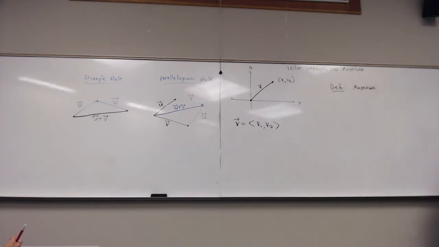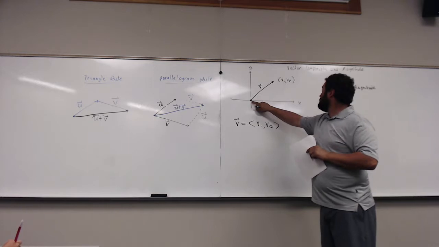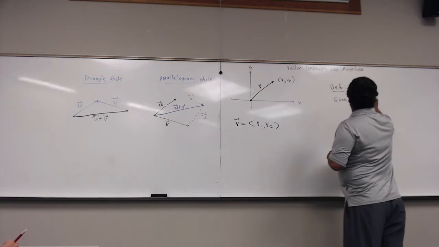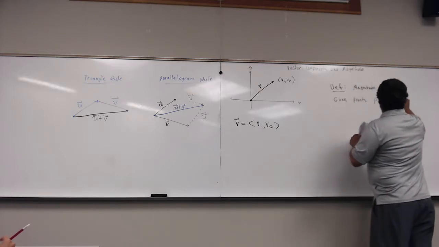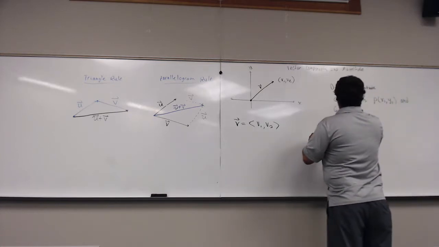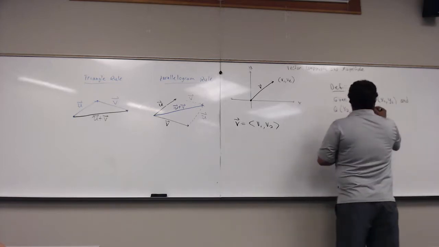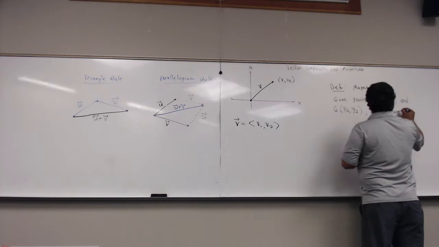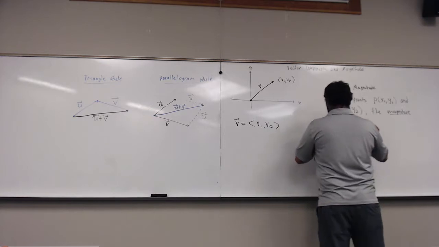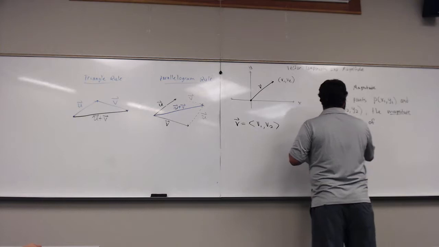And let's see. Now your vector doesn't necessarily have to be in standard position. So what I'm going to say is, given points P with coordinates x1, y1, and Q is going to have coordinates x2, y2. The magnitude or length of the vector, sorry, we're going to write PQ with an arrow.